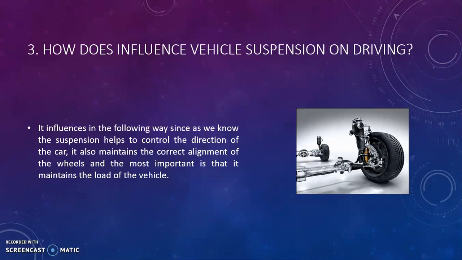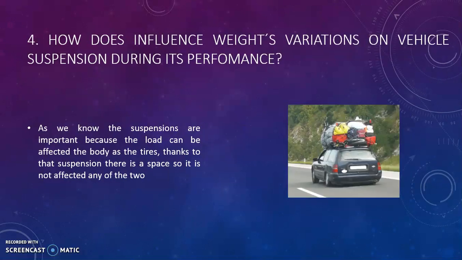Number 3. How does vehicle suspension influence driving? Its influence is the following. As we know, the suspension helps to control the direction of the car. It also maintains the correct alignment of the wheels, and the most important is that it maintains the load on the vehicle.